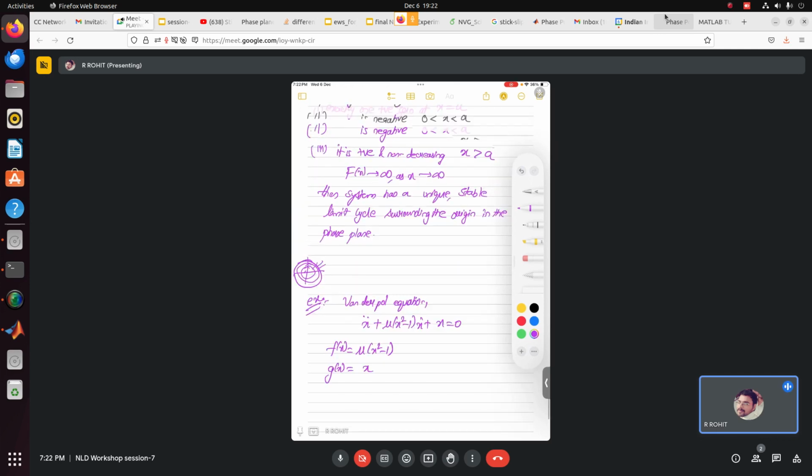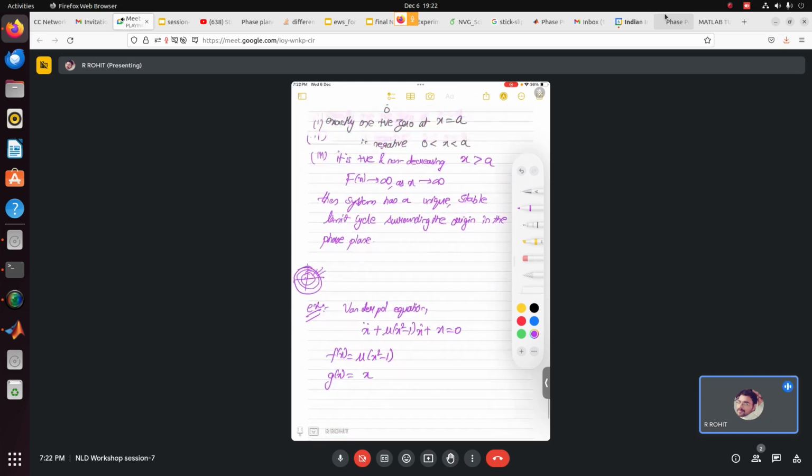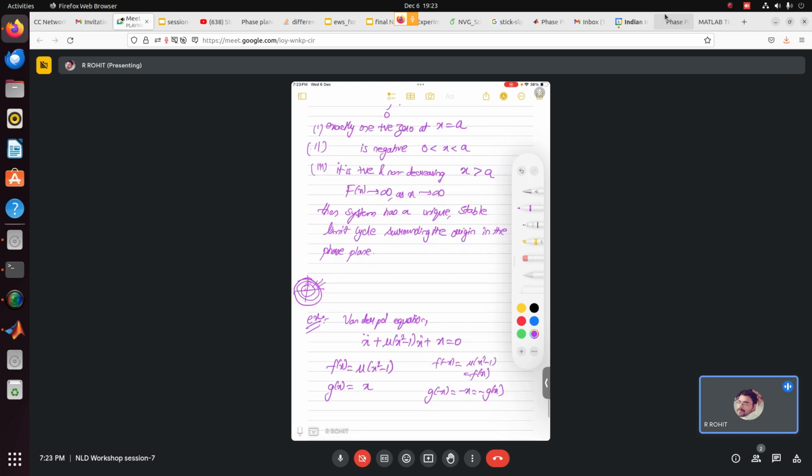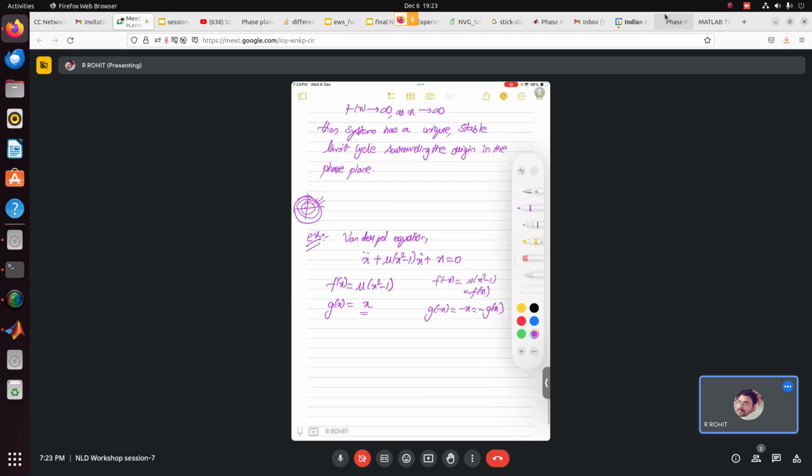So for the 1 to 4 conditions, if you observe, you can see that f of minus x is nothing but mu times (x square minus 1), which is nothing but f of x. At the same time, g of minus x is nothing but minus x, which is nothing but minus g of x. So both the conditions are met, and the third condition, g of x should be greater than 0 for all x greater than 0, and that is true here. And f of x and g of x both are differentiable. So we have seen 1 to 4 conditions all are met now.